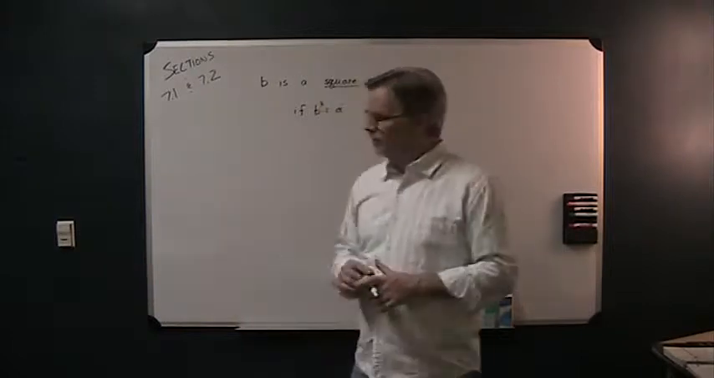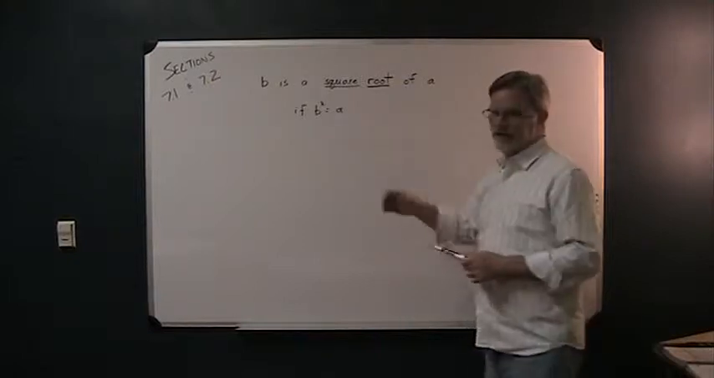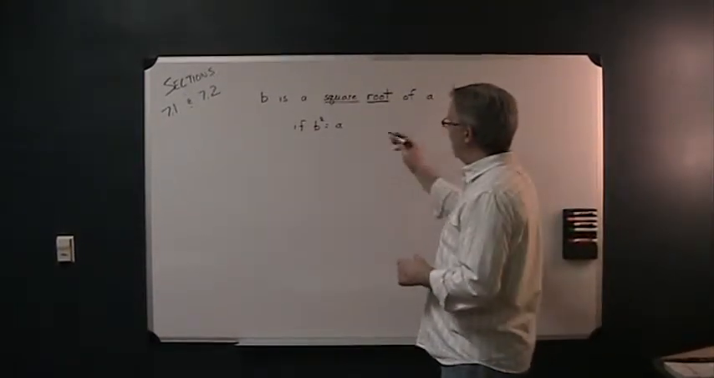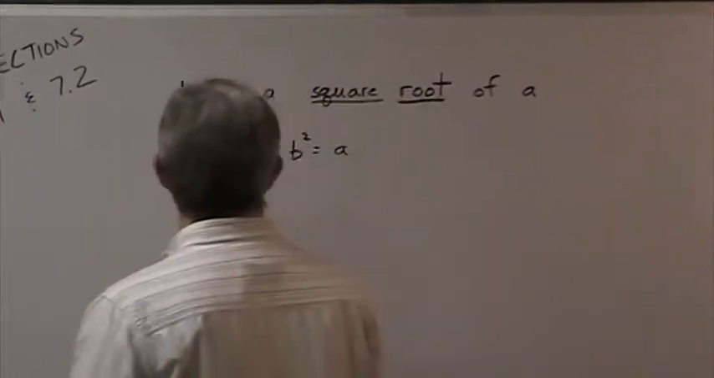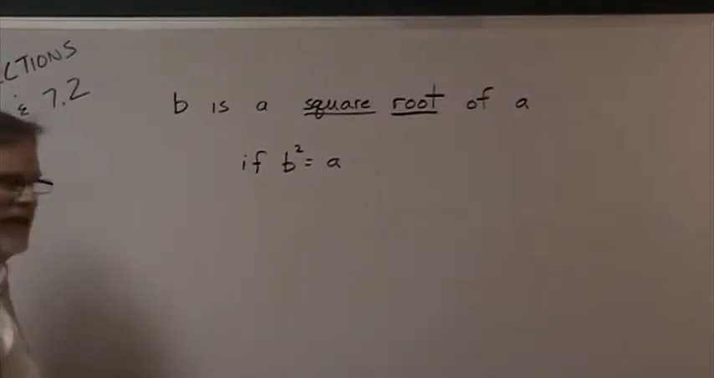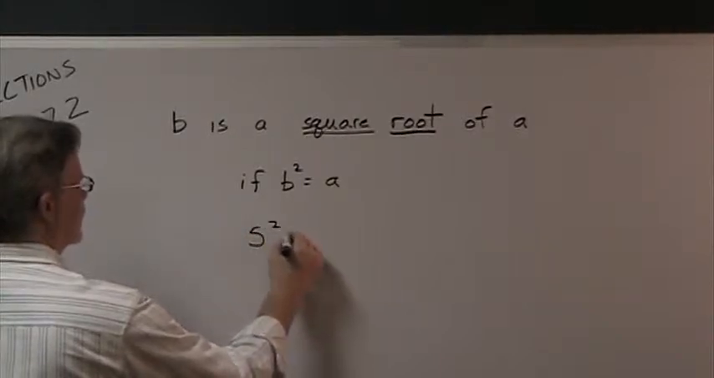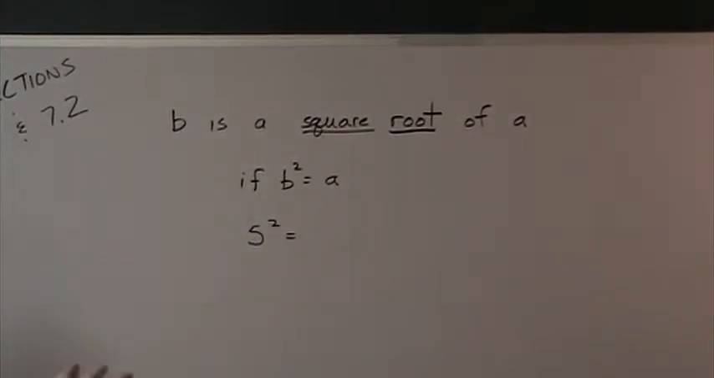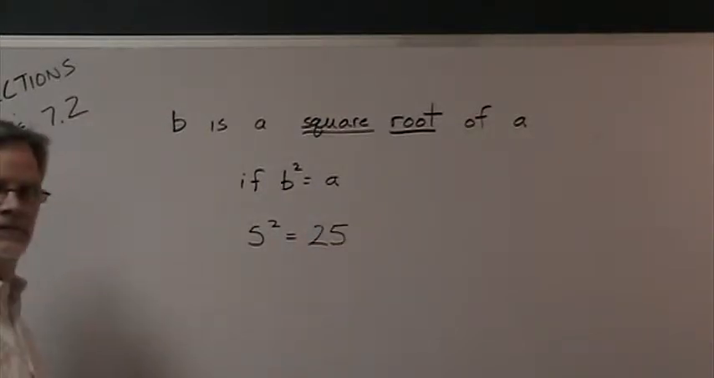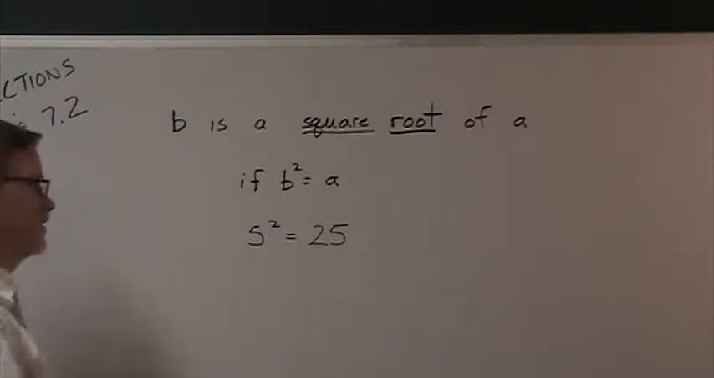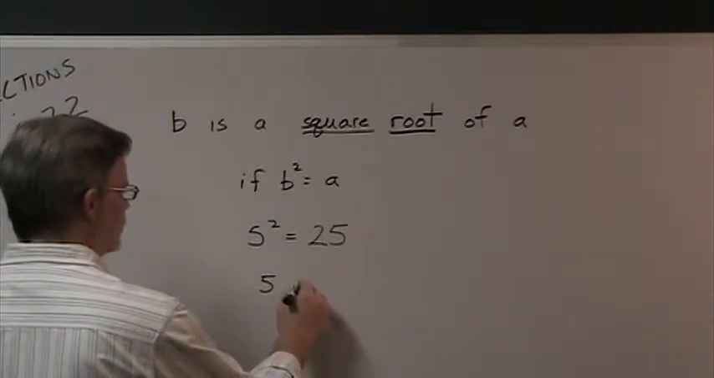So diving right in, the whole part of section 7.1 is based on this simple idea that b is a square root of a if b squared is equal to a. Okay? This is very simply explained: if b squared is equal to a, then let's consider 5. 5 squared would be equal to what? 5 squared is obviously equal to 25. Right? So 5 is the square root of 25.